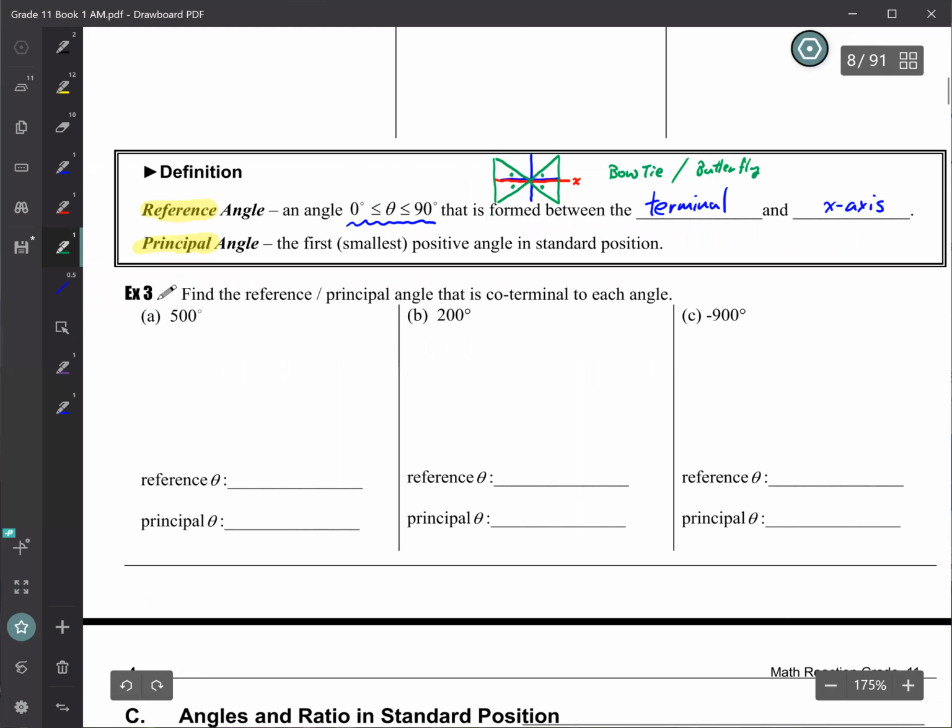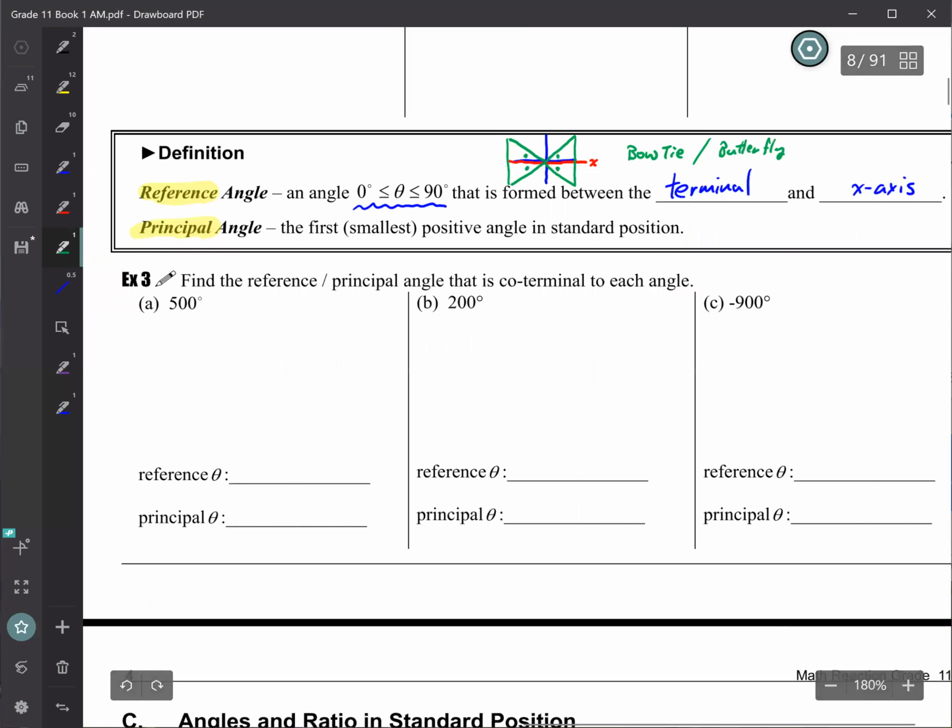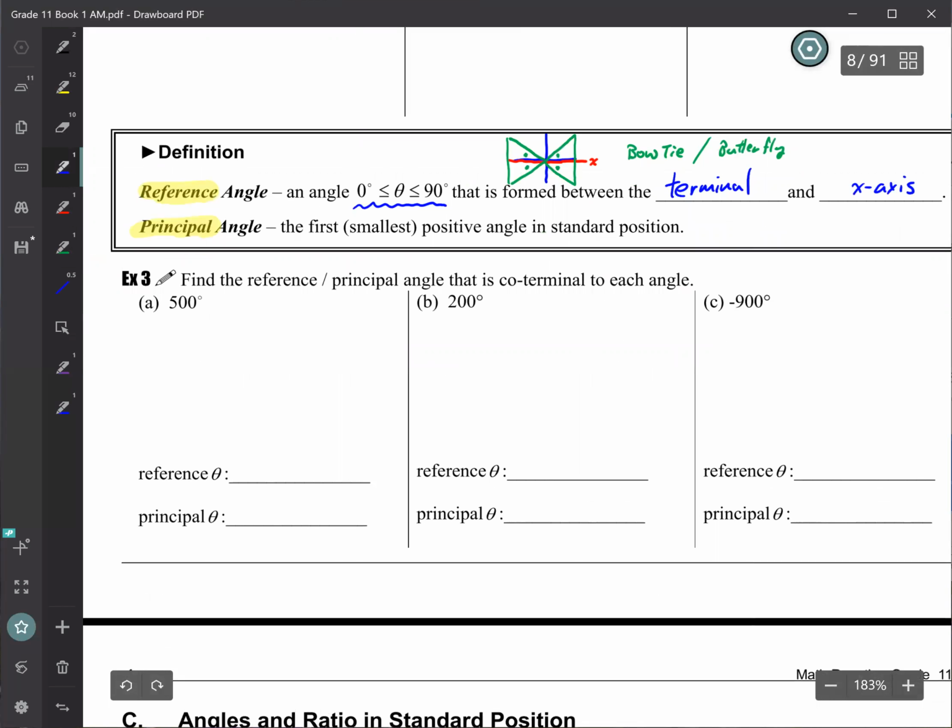So here we want to find the reference angle for 500 degrees. Of course, we need to know where it stops. So can you guys try to draw 500 degrees, just approximately? All you need to tell me is which quadrant it stops in, okay? So once you finish drawing 500 degrees, please raise your hand.